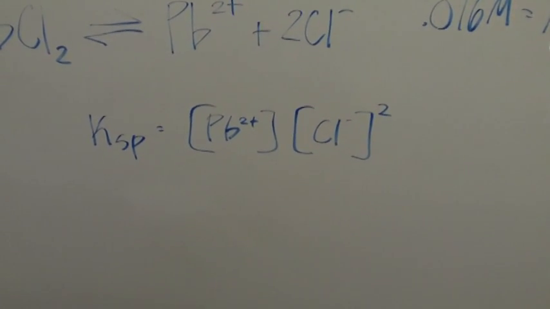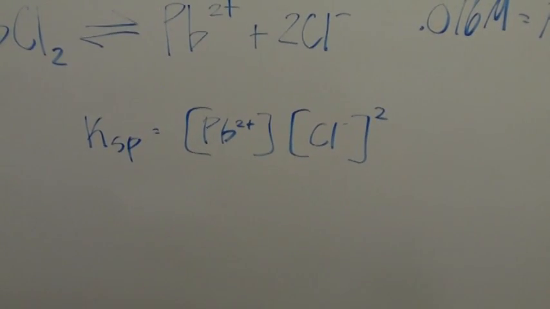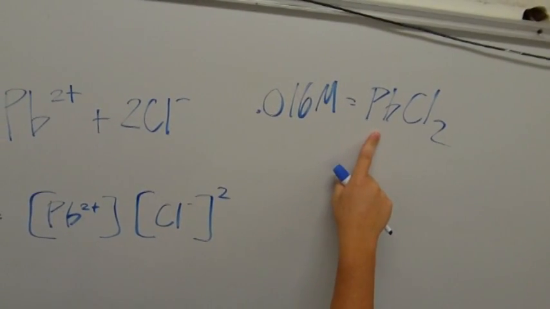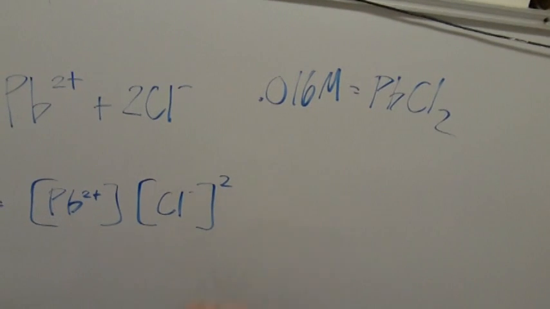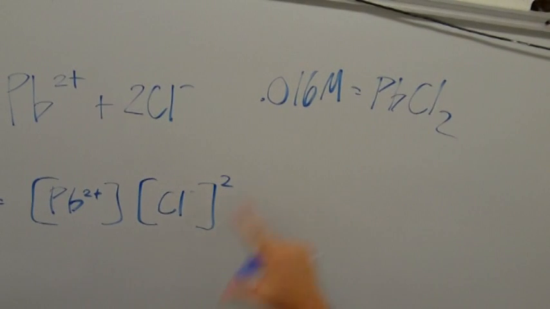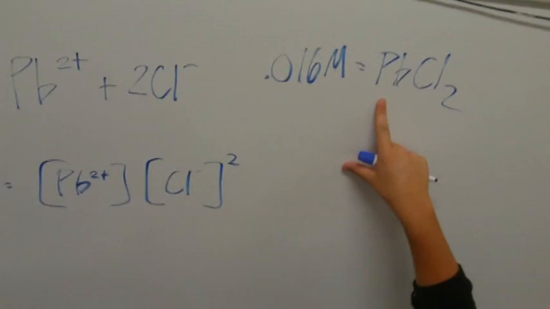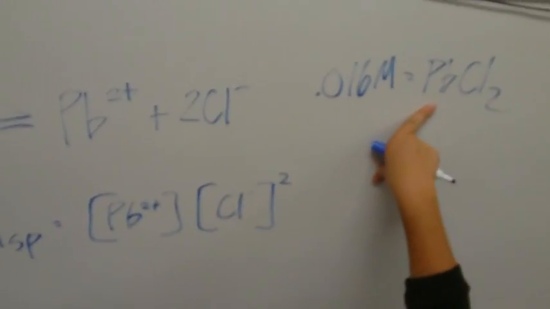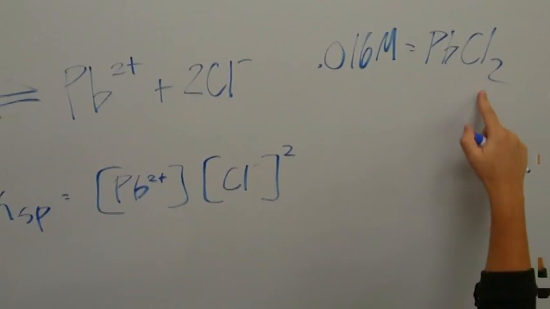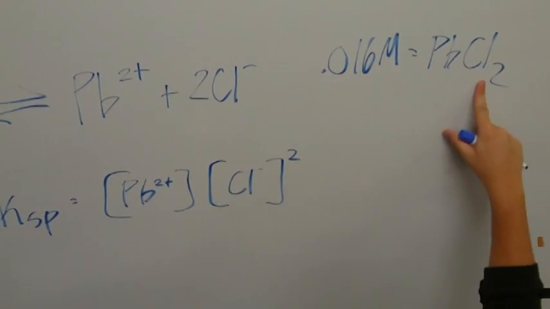At equilibrium, the Pb2+ is going to be 0.016 concentration. And we know that because we're dealing with just 1 lead in that compound, so that just equals 0.016 when it dissociates. But because there's 2 chlorines here, this concentration doubles for chlorine.